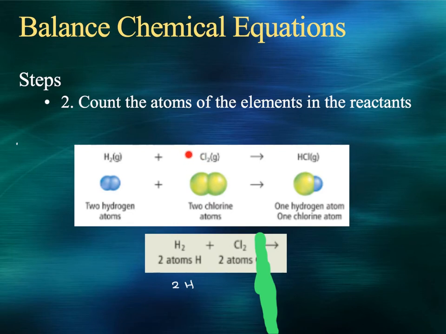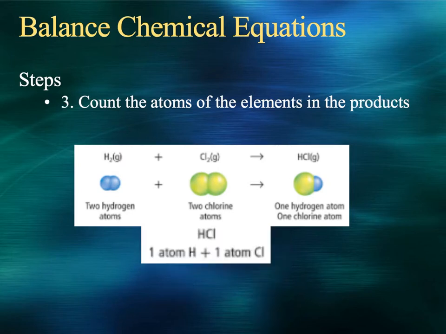Notice we don't have any coefficients out front. If we come over to the right-hand side, HCl means we have 1 hydrogen and, sorry, 1 chlorine. So we do not have equal amounts, which means this is not balanced. We need to take care of that. So we did steps 2 and 3 together pretty much. We had 2 hydrogens and 2 chlorines on the left. We had 1 hydrogen and 1 chlorine on the right.